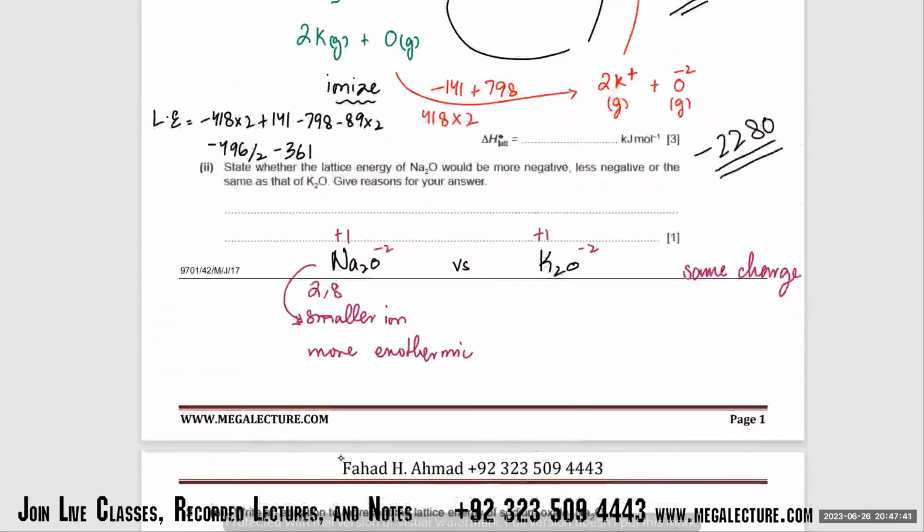Sir, but didn't it mean if it's a smaller ion, there would be more repulsion between the electrons? No, you're mixing it with an exception. The first thing is, when you're a smaller ion, you're closer together, right? So between the ions, there's going to be more attraction, right? The bigger ions are further apart.